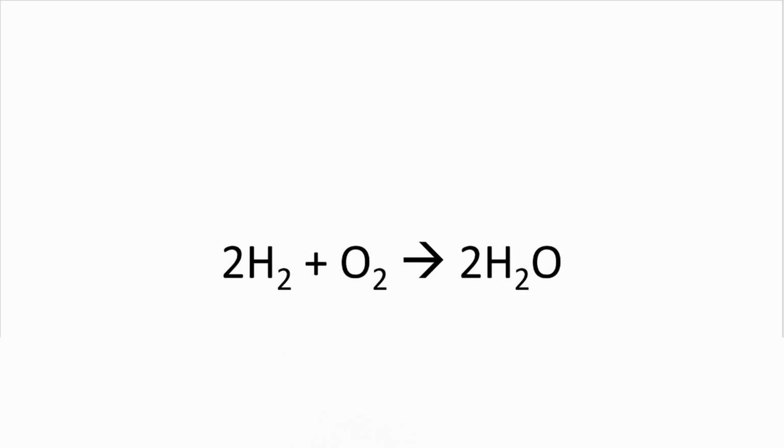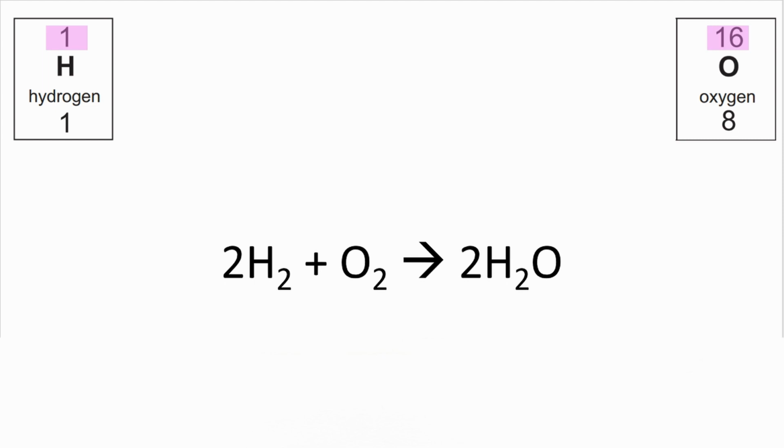Remember from the last video that moles equals your RAM, or relative atomic mass, or your relative formula mass, RFM, in grams. Each hydrogen atom has a RAM of 1, meaning that 1 molecule of hydrogen has a relative formula mass of 2. But since we have 2 moles, we have 4 atoms of hydrogen. So 4 times 1 gives us 4 grams of hydrogen here.